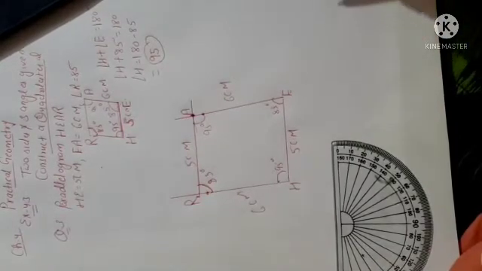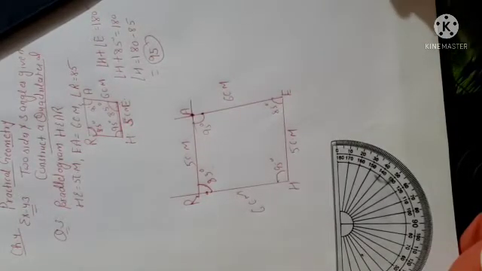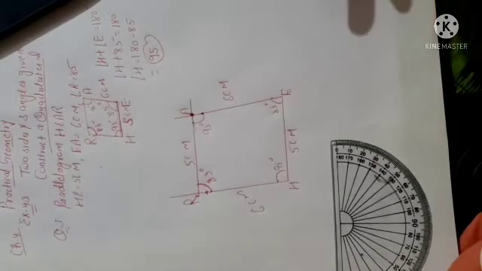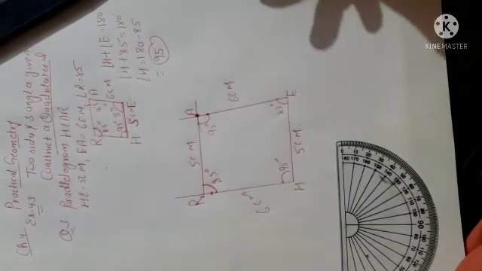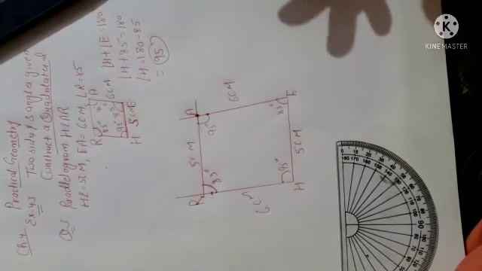First of all, in this exercise we are constructing the quadrilateral where two sides and three angles are given. Clear? Two sides and three angles are given. So how will you construct your quadrilateral? I have already told you.